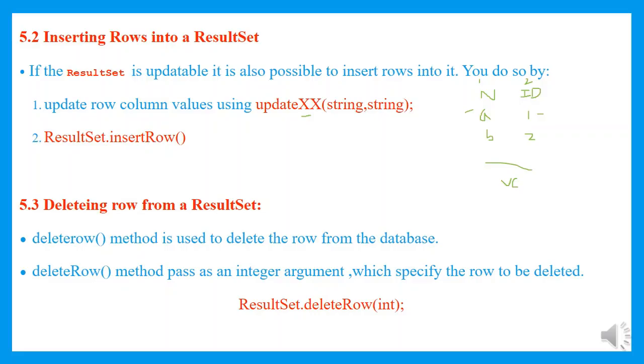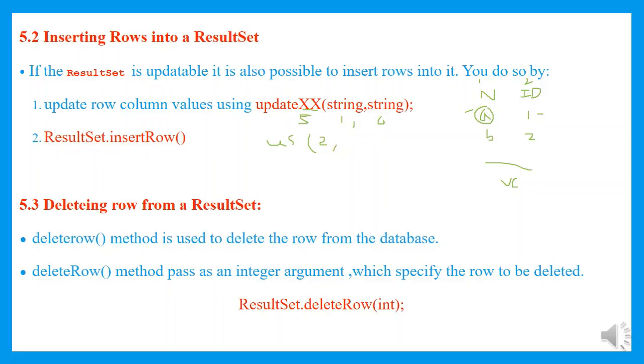Then I will make use of an update method. I will write the update method, and I will replace this X by the type of the attribute, which is varchar. So I will replace this X by String. Then I want to insert the name. The name is in column index 1, so I will specify column index 1. Then what value do I want to insert? I want to insert the value as A. Then once again I will write update, because I want to insert an ID. ID is also varchar, so I will write updateString. Then I will pass the second index, 2, then the value as 1.